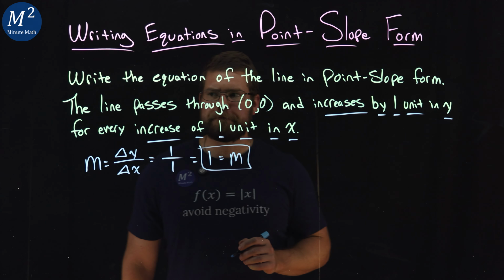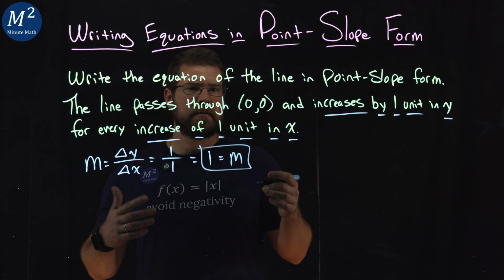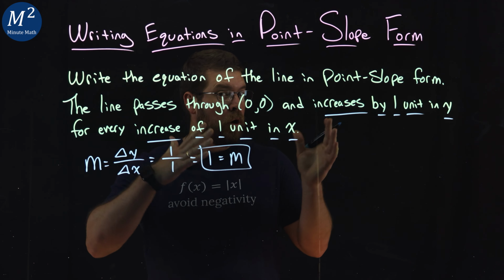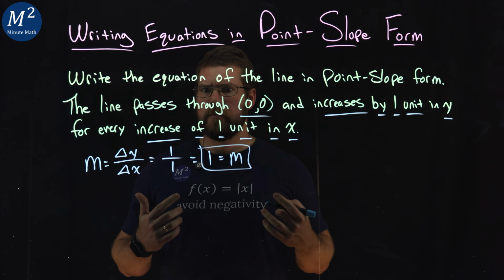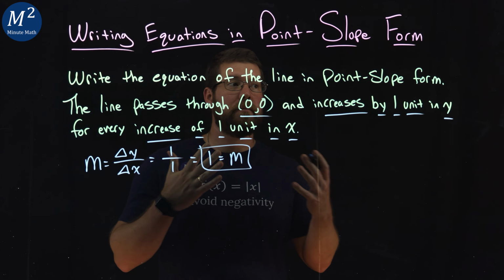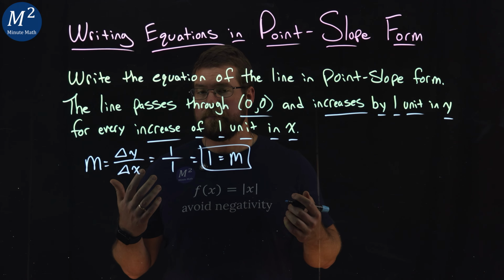Easy peasy. Now the point. They're giving us the point. We know it's passing through the origin, 0, 0. So we now have enough, using point slope form, to write out a line.